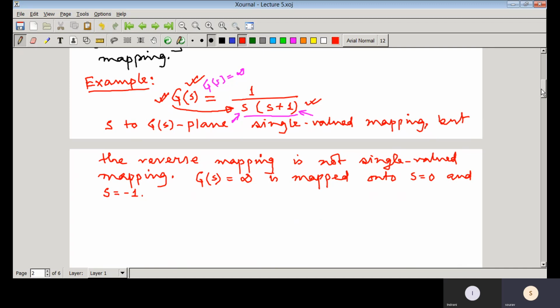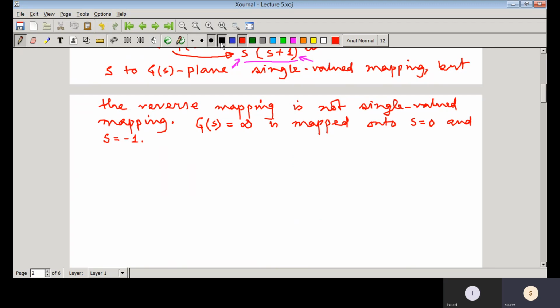So it is not one-to-one mapping, because from S plane to GS plane, it is single valued mapping, but in the reverse case, that means mapping from GS to S is not a single valued function. So now we will discuss what is analytic function. So this is a very important term, analytic function. I hope you all know it in complex variables. You have studied it in your basic mathematics course.